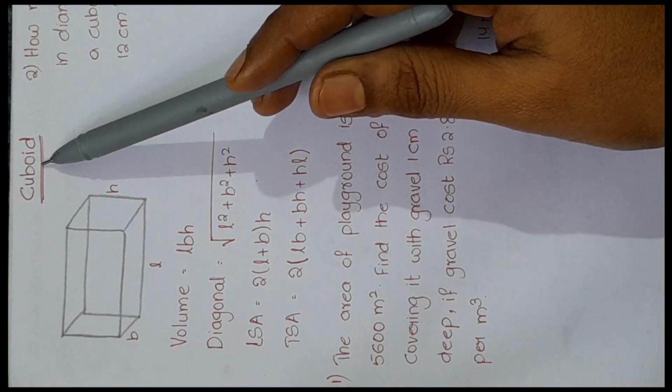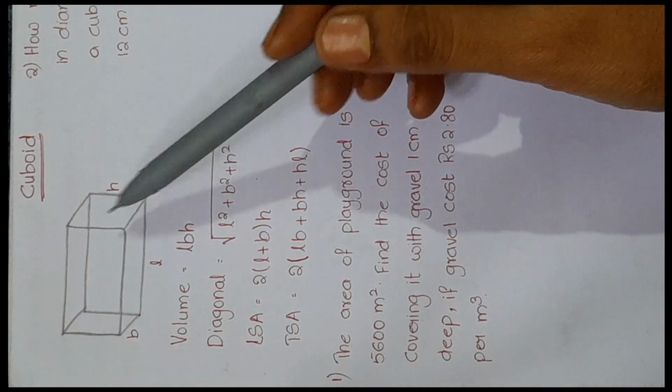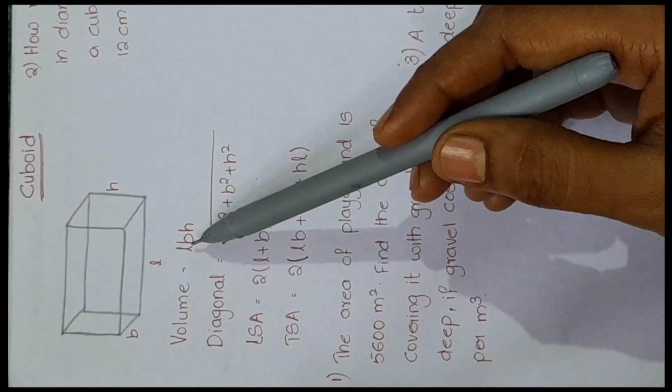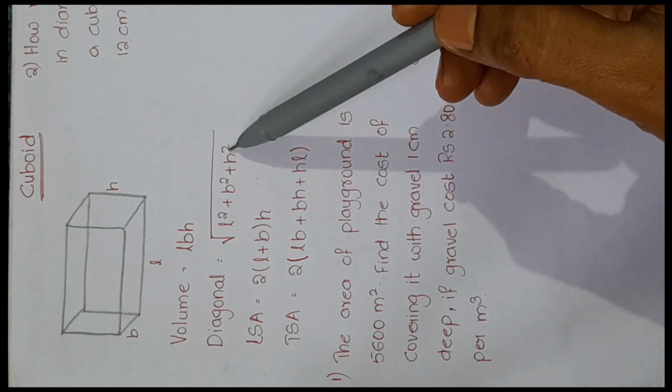Today our topic is cuboid in mensuration 2. The 3D dimension of a rectangle is the cuboid. This is the length, this is the height and this is the base. Volume of the cuboid is length into breadth into height. Diagonal is root of length square plus breadth square plus height square.